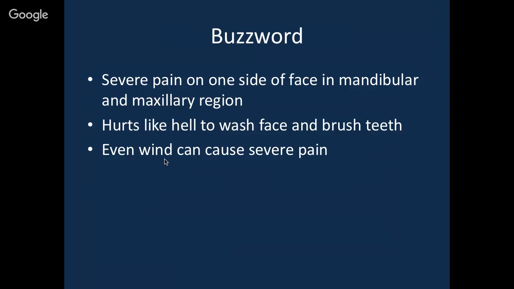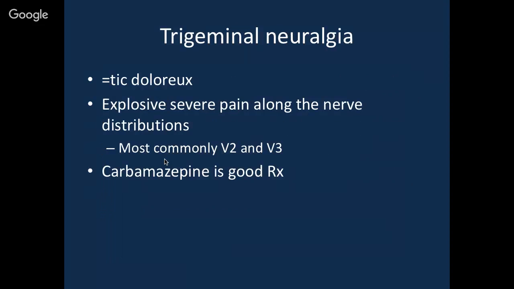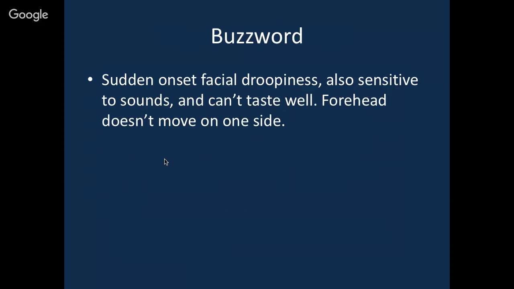Okay. Severe pain on one side of the face in the mandibular and maxillary region. Hurts like hell to wash the face and brush teeth, and wind causes pain. Trigeminal neuralgia or tic douloureux. Carbamazepine is a treatment. Sudden onset facial droopiness, also sensitive to sound and can't taste well. Forehead doesn't move on one side, which is called Bell's palsy.